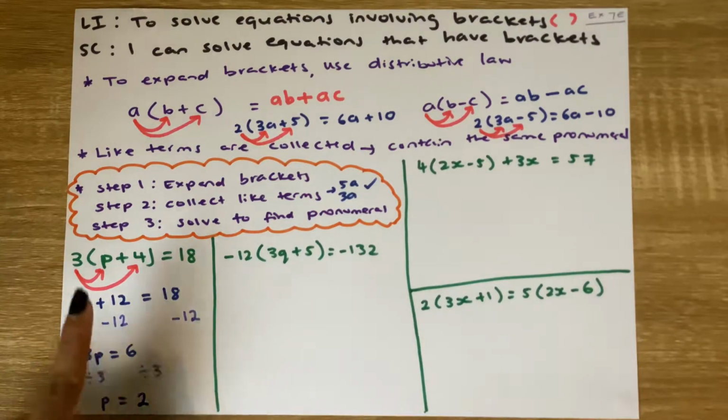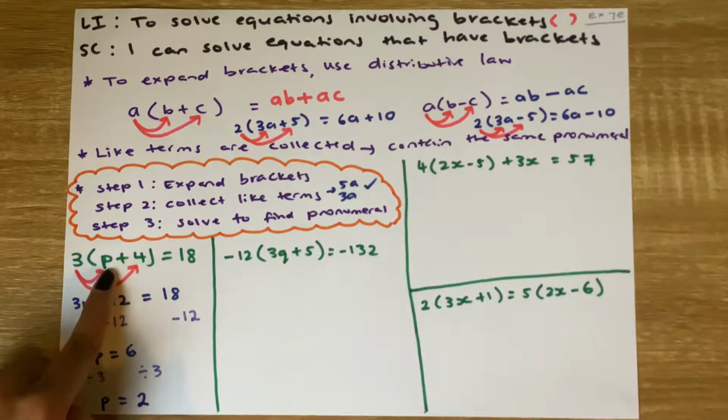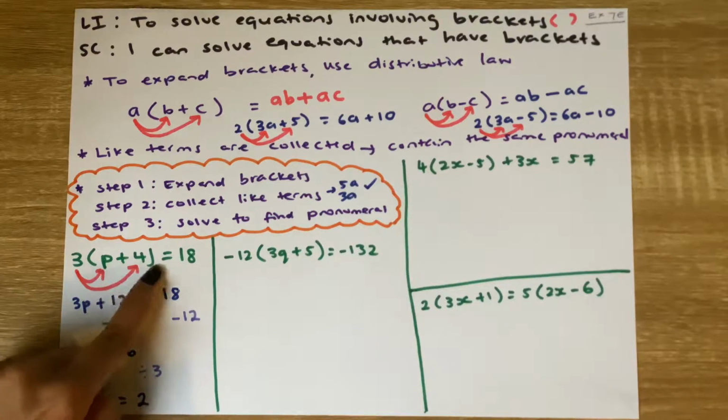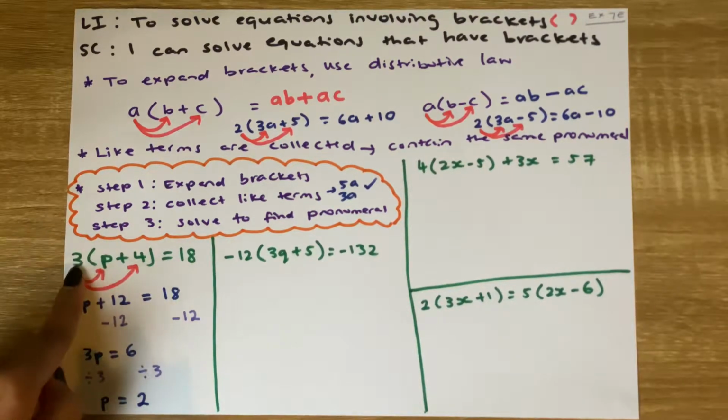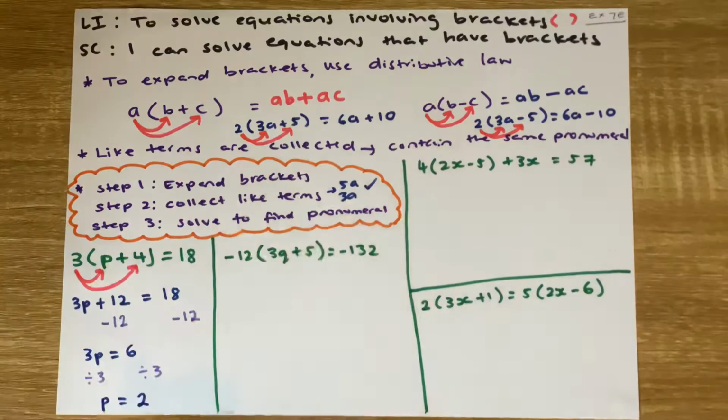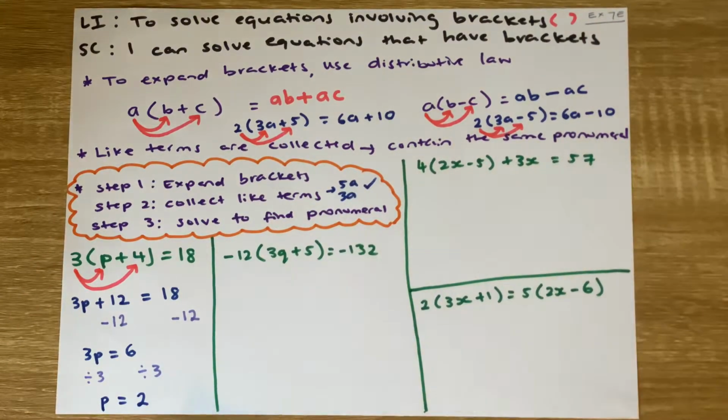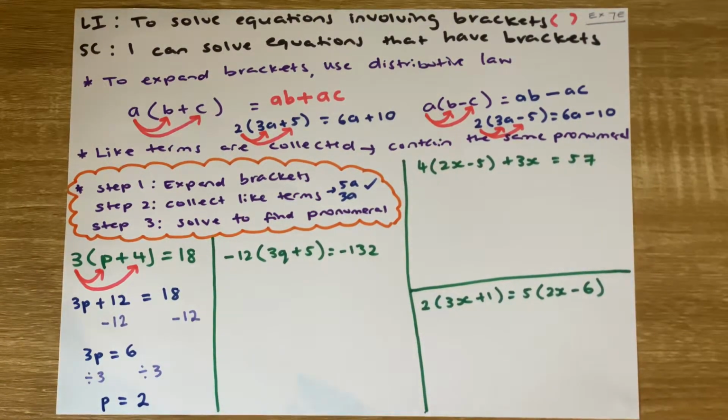And we can check our answer by substituting it in. So I can go 2 plus 4 is 6. 6 times 3 is indeed 18. So we've got that correct. Well done, team. All right, next kind of question.